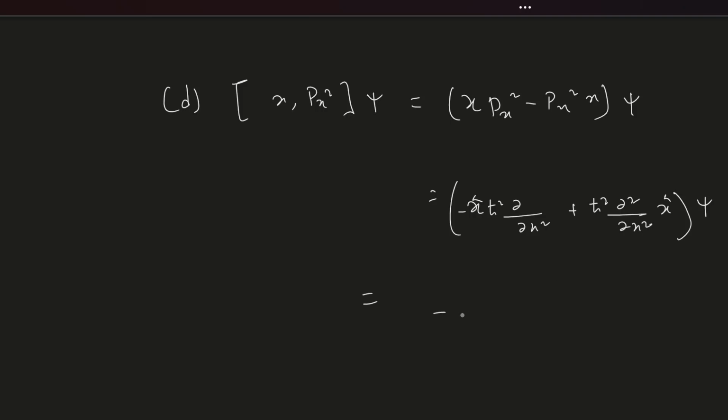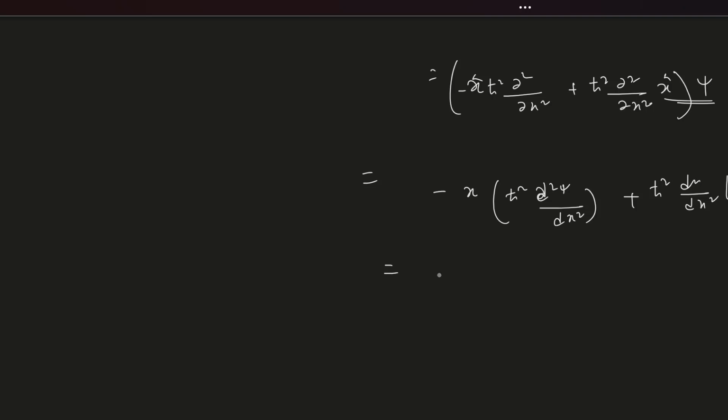So this is minus x h cut square d2 psi dx2 plus h cut square d2 dx2 operating on the whole x times psi, because x has operated on psi and given you x psi. So this is minus h cut square x psi double prime, because this is a double derivative on psi, plus h cut square d2 dx2 of x psi.